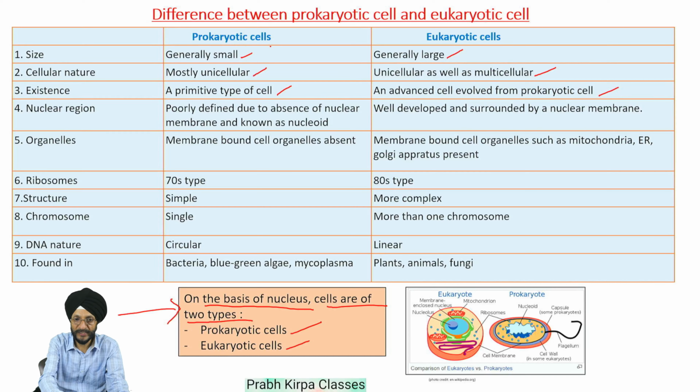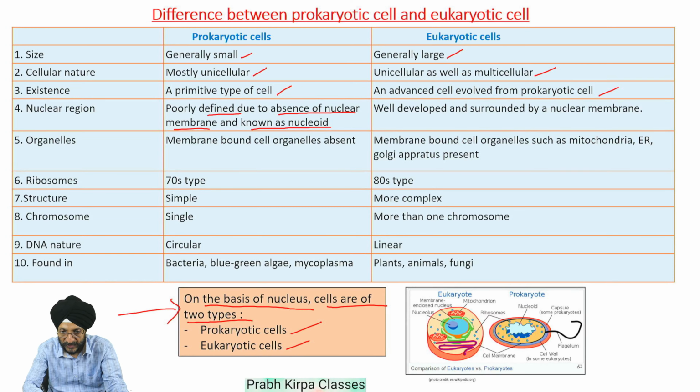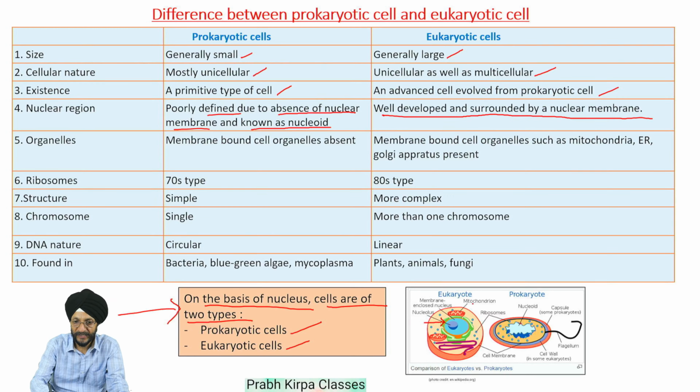In case of prokaryotic cells, nuclear region is poorly defined due to the absence of nuclear membrane, and the nuclear region in the case of prokaryotic cells is known as nucleoid. You can see here in this picture, this is the nucleoid, whereas in the case of eukaryotic, this is the nucleus region. This is the nucleus. In the case of eukaryotic cells, well developed nuclear region is present, which is surrounded by a nuclear membrane. It is a nuclear membrane.